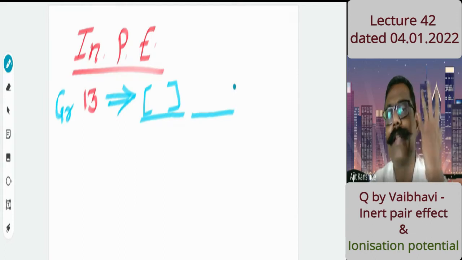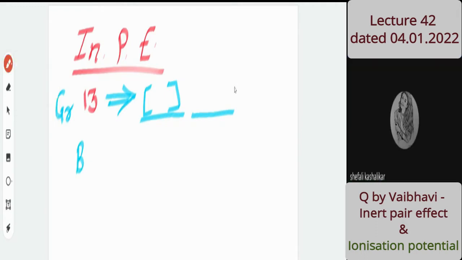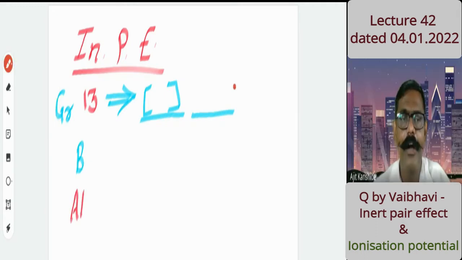Boron is one of the examples. Below boron, which element is there in group 13? Boron is one element. Below boron, which element is there? Aluminium. Right, aluminium.